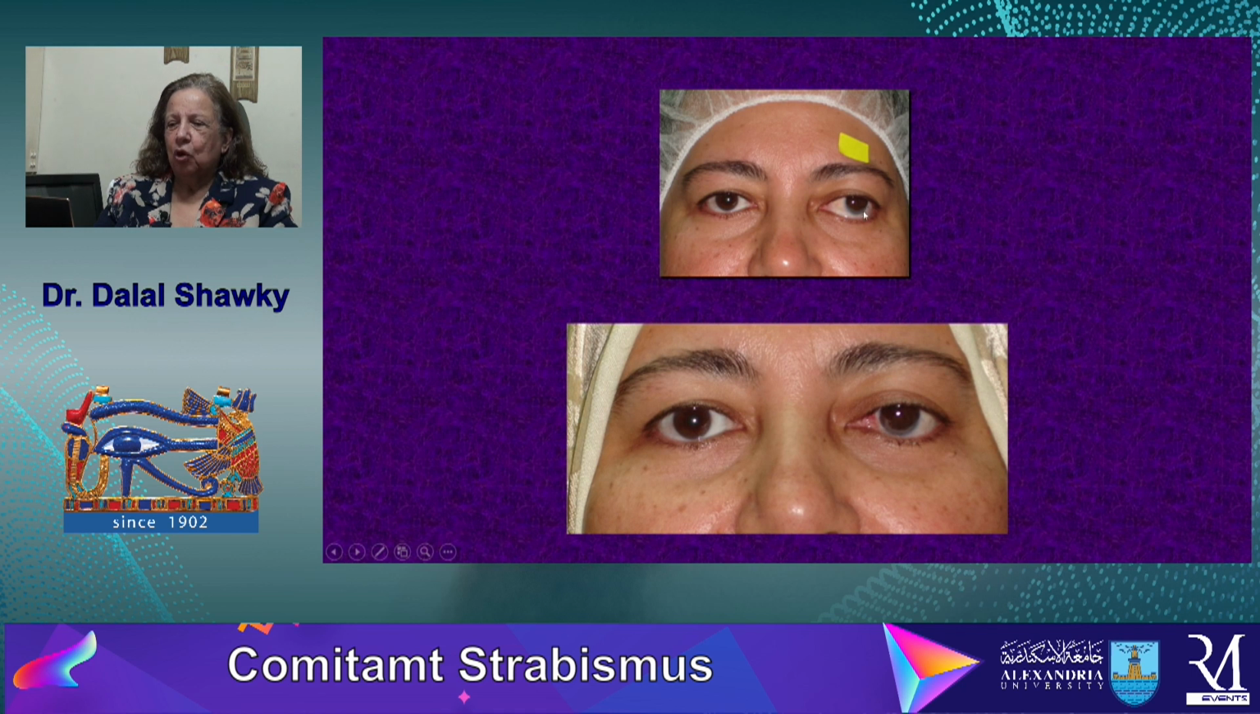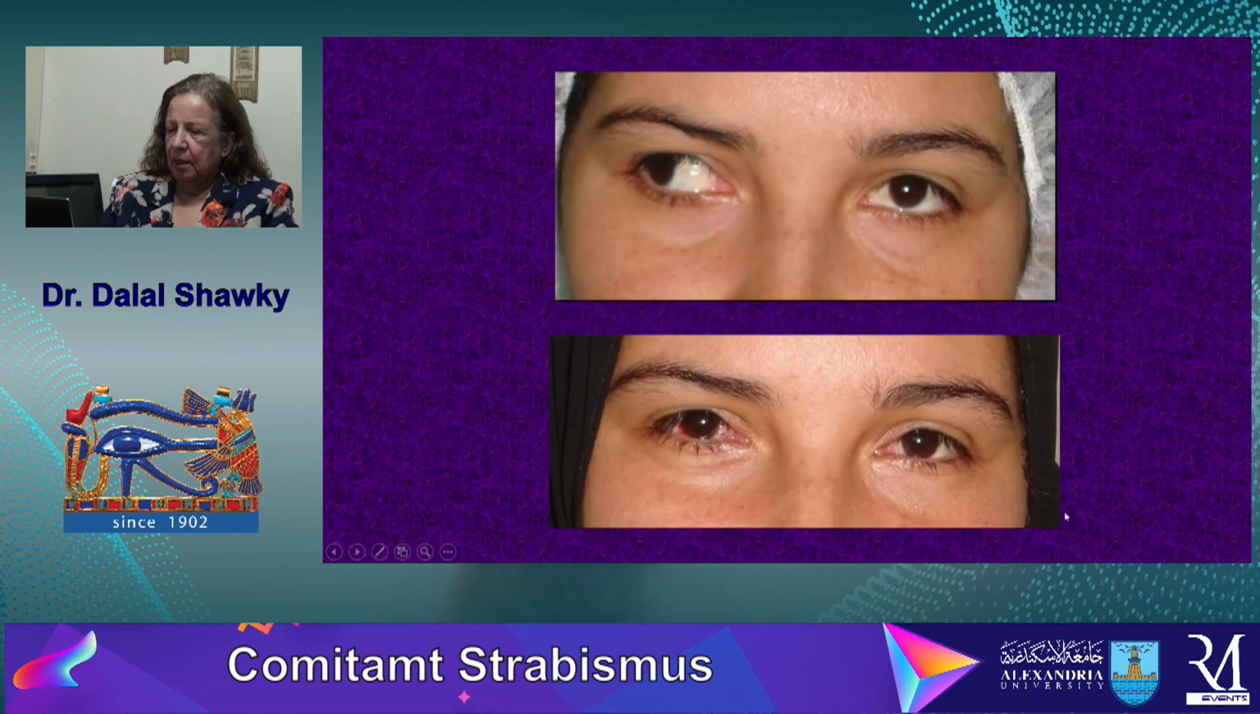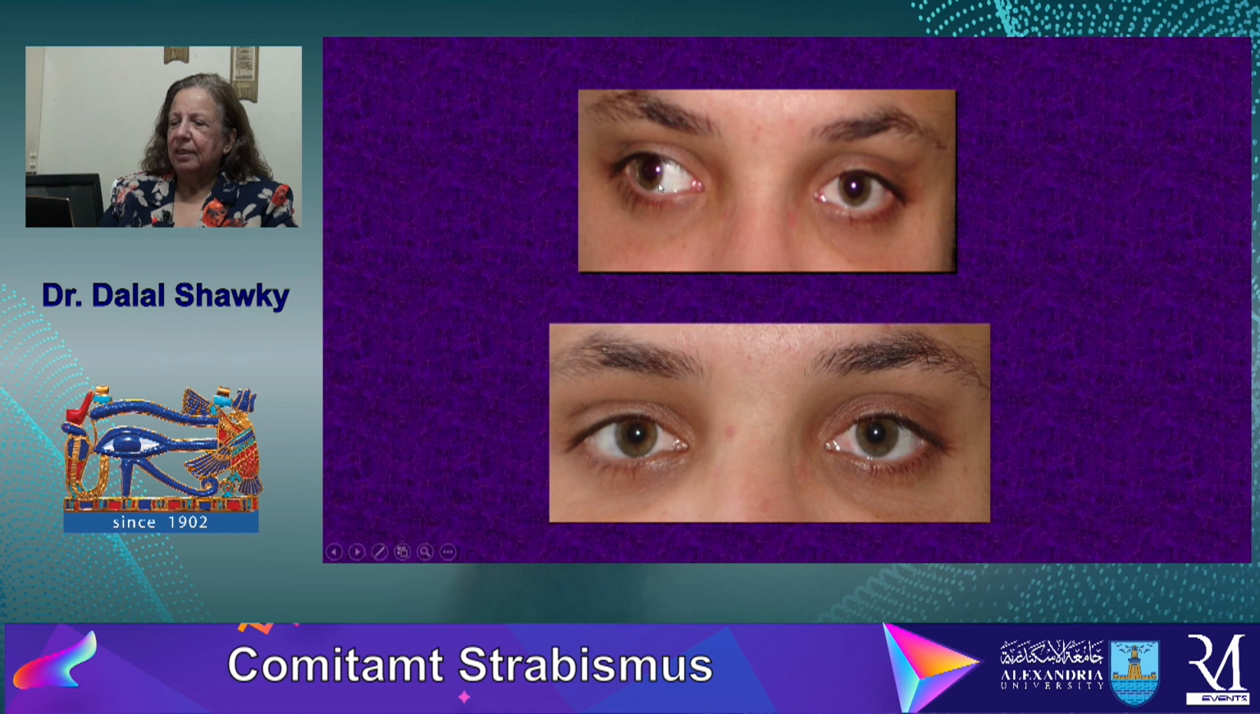Here is left exotropia, and this is after surgery of strengthening the medial rectus or weakening of the lateral rectus. Here also right exotropia, and here post-operative after operating two muscles in this same eye, resecting the medial rectus to strengthen it and recessing the lateral rectus to weaken it. Also right exotropia. Note that all these patients are adult. Most cases of constant exotropia come in adulthood.